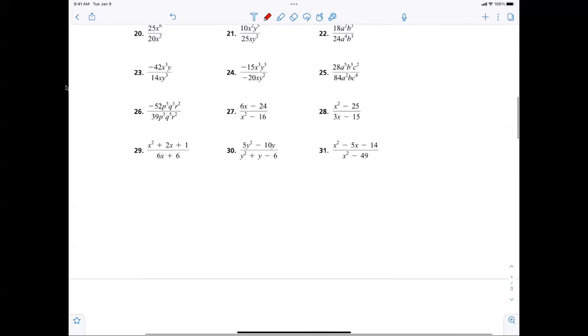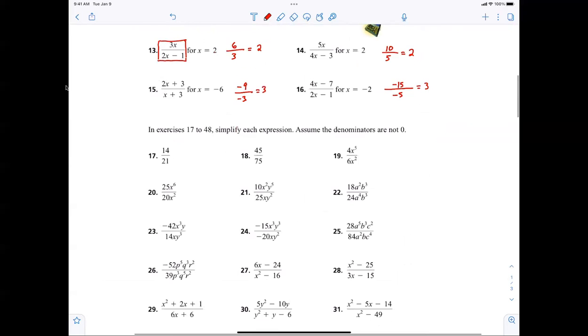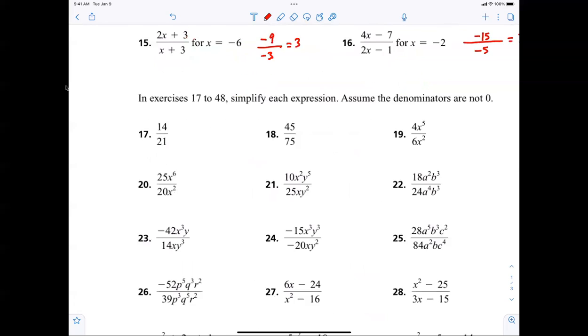So here we go. I prefer not to have a bunch of homework. So if you don't know something, raise your hand. Don't just write down my answers. All right, here we go.